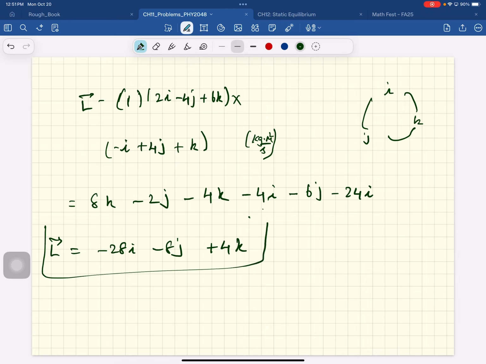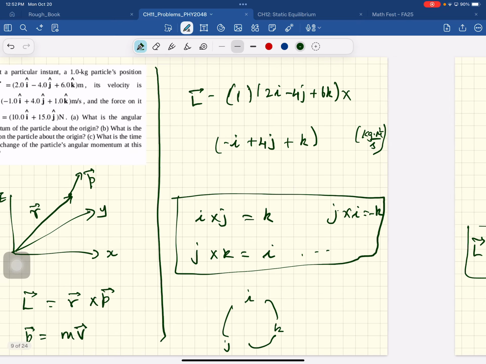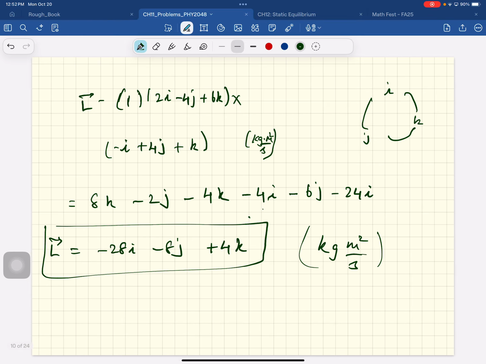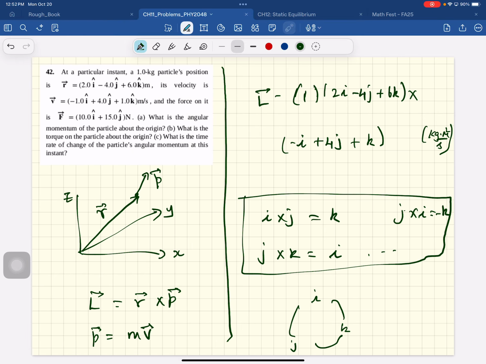And what are the units again? So that's the angular momentum. And again, like I said, you can calculate the angular momentum about any point. r is the vector from the point to where the particle's momentum is.